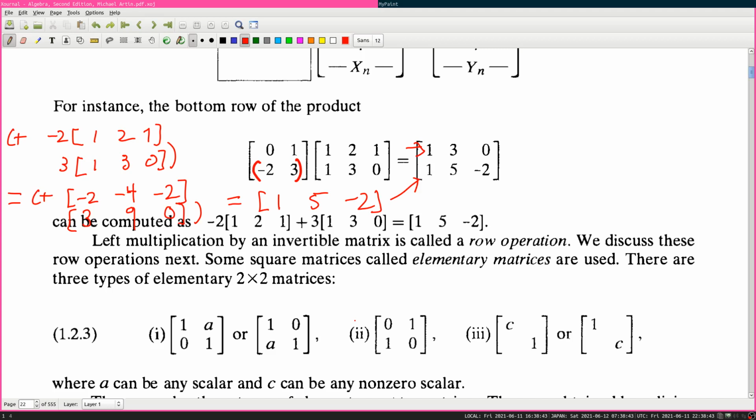That's the correct way to think about it. So left multiplication by an invertible matrix is called a row operation. If you really want to understand that, go watch Pavel Grinfeld's linear algebra playlist, and I'll try to remember to link it in the description. We discuss these row operations next.